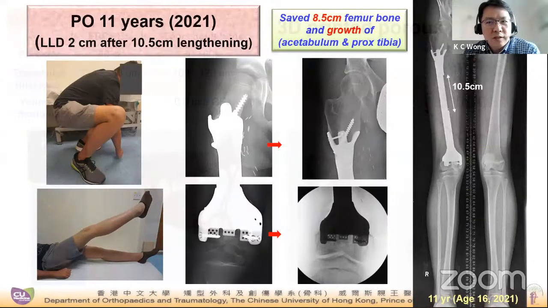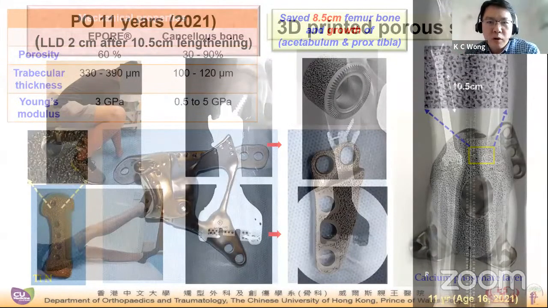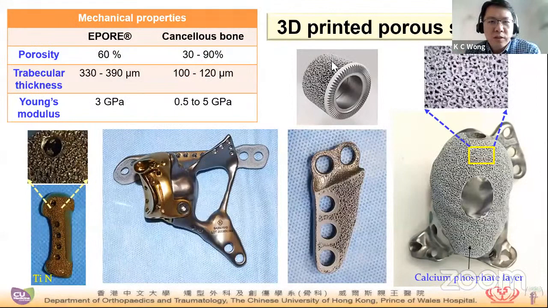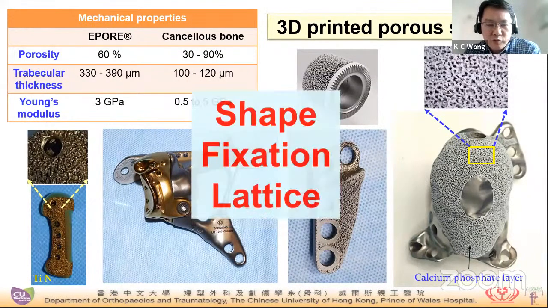So the 3D printed porous scaffold is mainly for secondary bone fixation. Because of the porosity and flexibility of 3D printing, the bone grows in more easily. So for me, the main advantage of 3D printing is the enhancement of secondary bone healing at the bone-implant junction, because they can simulate the cancellous bone's mechanical and biological properties. So: shape, fixation, and lattice for 3D printed implants.